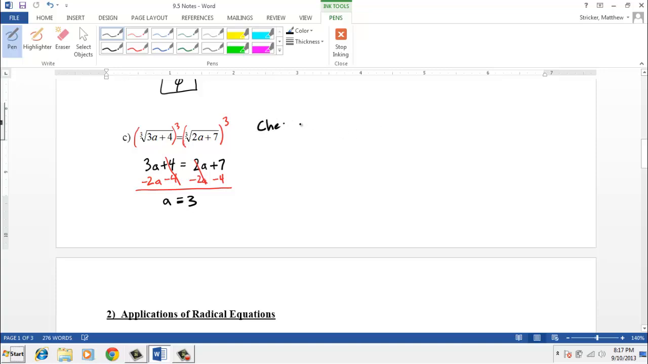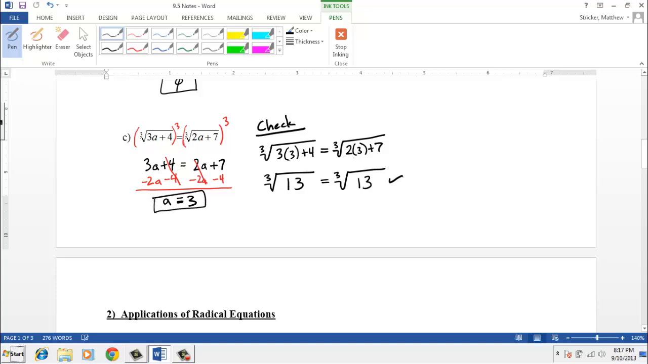You recall we need to check, so if we do our check here, we have the cube root of 3a, but a was 3, so we have 3 times 3 plus 4. That should be equal to the cube root of 2 times 3 plus 7. 3 times 3 is 9, plus 4 is 13. On the other side, 2 times 3 is 6. 6 plus 7 is also 13. So it does check out. 3 is our correct answer. Hopefully that makes sense.